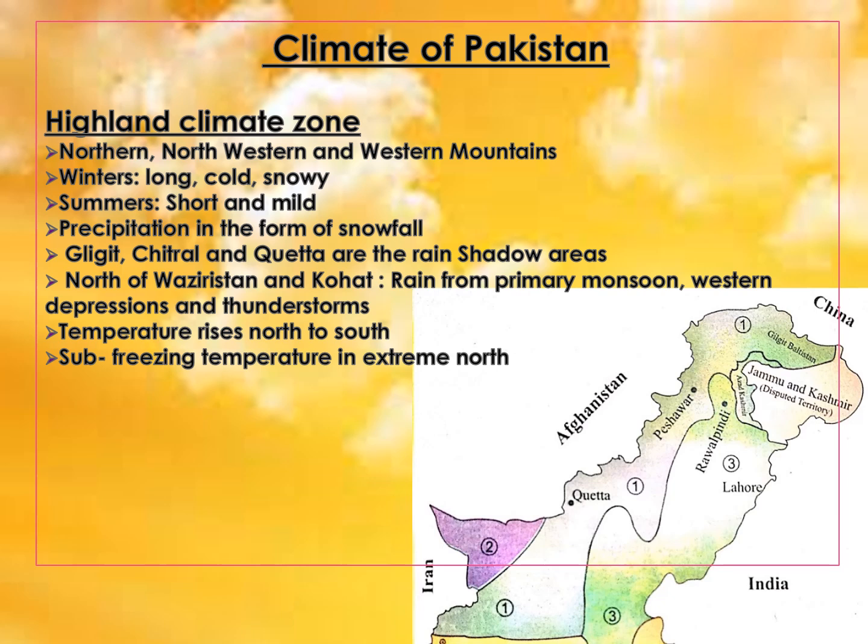North of Waziristan and Ghat are the rain sources of the primary monsoon. Primary monsoon and western depression are the main sources. The temperature rises from north to south. Summers are wet, short and mild towards the north, and dry and warm in western mountains. Sub-freezing temperatures are experienced in the extreme north due to greater distance and the heat reflected from the land surface. So this is basically your highland climatic zone.